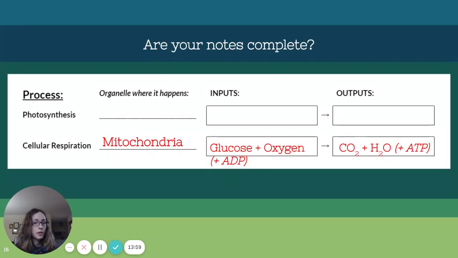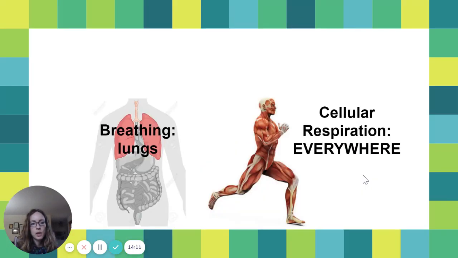So double check that your notes are complete here. I did add ADP over here on the input side just to show that you need ADP coming in so that you can then have the ATP coming out.